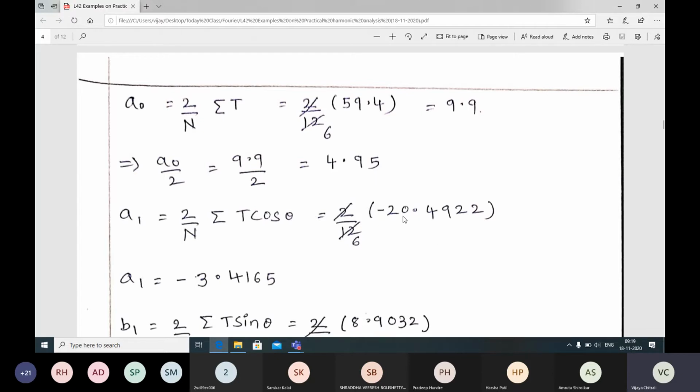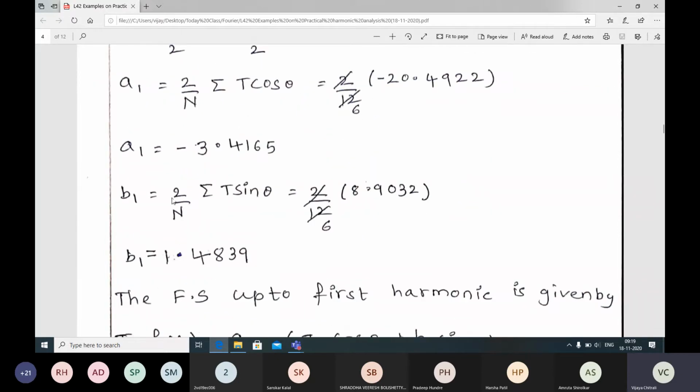Now calculate B1. B1 is 2 divided by capital N times the summation of t sine theta, and N is 12. The summation of capital T sine theta is 8.9032. So 2 by 12, and 8.9032 divided by 6 is 1.4839. So this is B1.